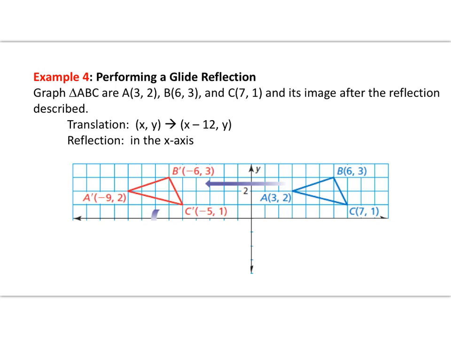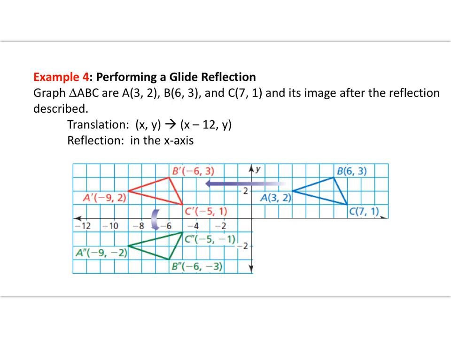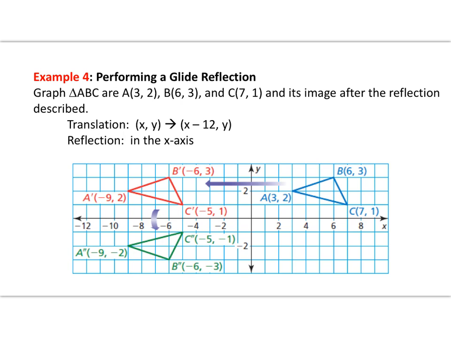So remember, the distance should be the same from the line of reflection. So the x-axis is the line of reflection. So I'm 2 away for this vertex, so I should be 2 away on this side. So I should be at (-9, -2). Then this one should be 3 away, so it should be 3 away this way. So I'll be at (-6, -3). And then here, this one would be at (-5, -1). So there is your completed glide reflection.